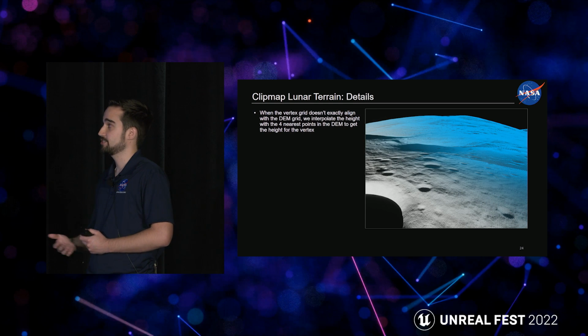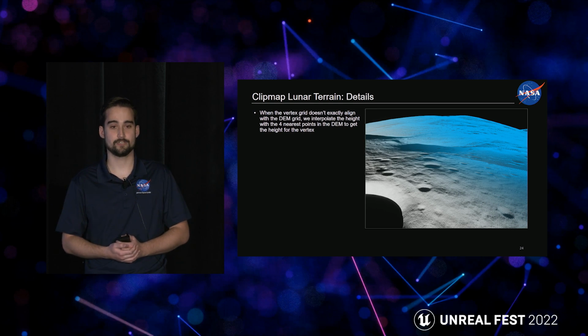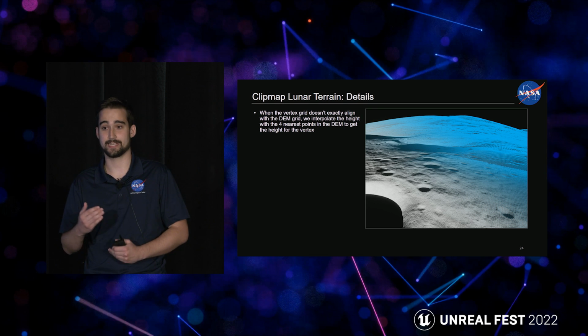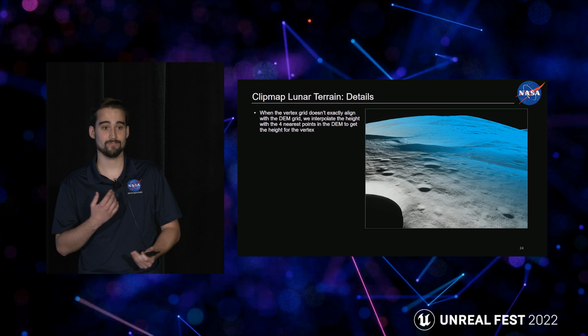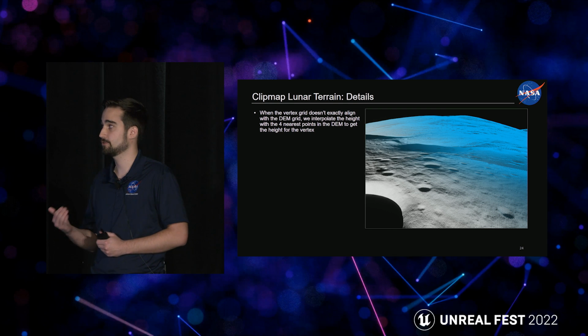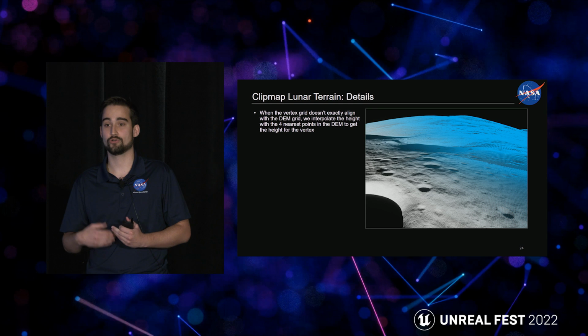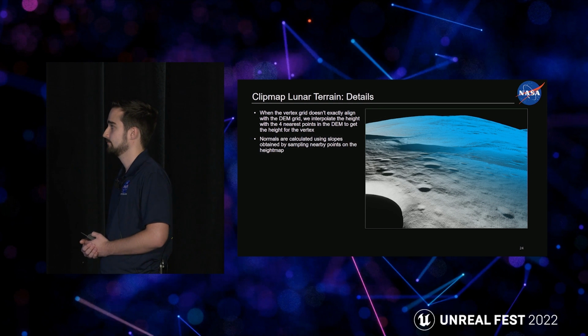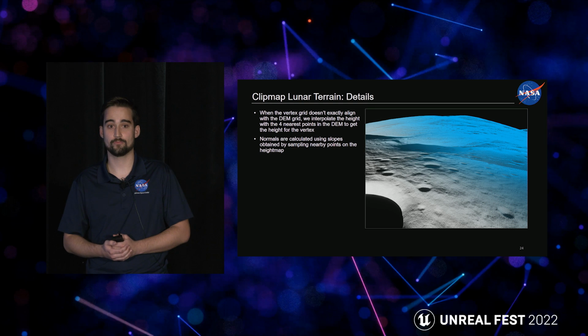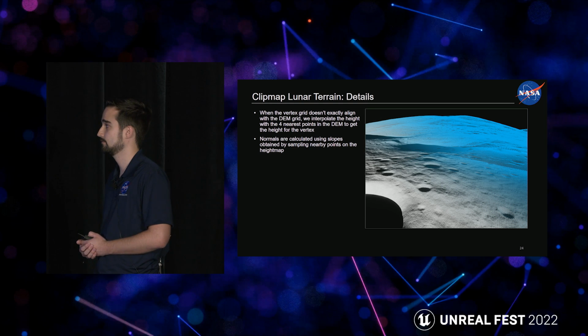So a few additional details of this terrain implementation. Our clipmap grids never exactly align with our DIM data, which means that we have to interpolate. So every vertex of our clipmap grid will actually find the 4 nearest vertices of our DIM data, and we'll interpolate that value for the height of that vertex. We do a similar process with our normals. However, we utilize the actual slopes of our source data.